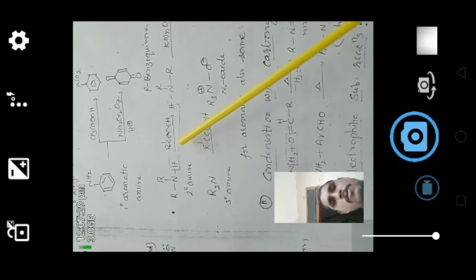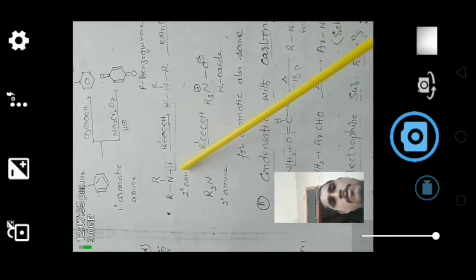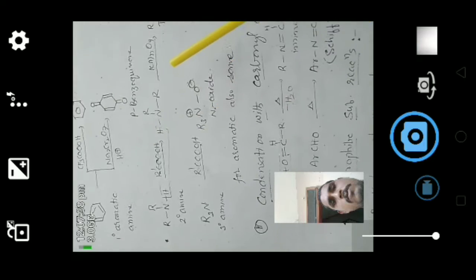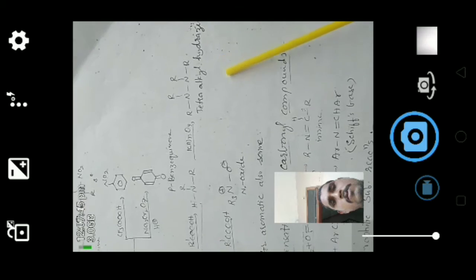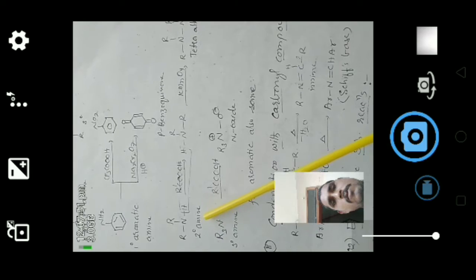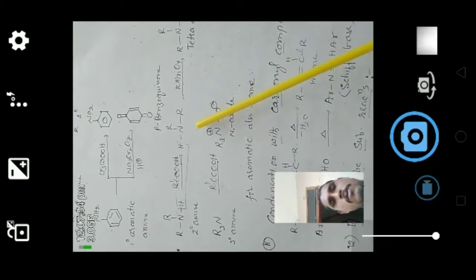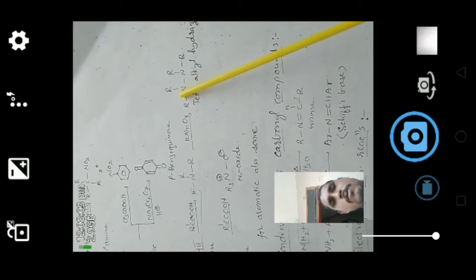Secondary amine undergoes a condensation reaction. Here two molecules of secondary amine react with peracetic acid and potassium permanganate to give tetraalkyl hydrazine. So two molecules of secondary amines react with KMnO4 and peracetic acid, losing a hydrogen molecule, to give tetraalkyl hydrazine. NH2NH2 is hydrazine, and here two hydrogens are substituted by alkyl groups, and the other two hydrogens are substituted by two other alkyl groups. That is why this is a tetraalkyl hydrazine.